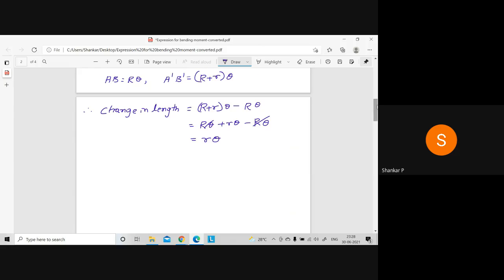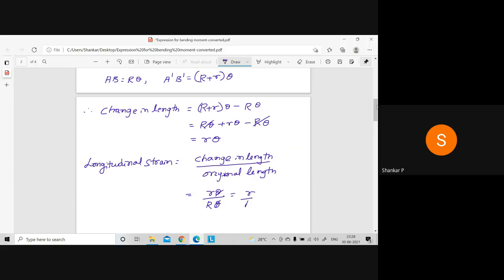So from this we can calculate the longitudinal strain. The longitudinal strain formula is change in length of layer AB by original length of the layer AB. So change in length is small r theta, and the original length of the layer AB, that is equal to CD, is nothing but R theta. It is shown there. So it will be equal to small r by capital R.